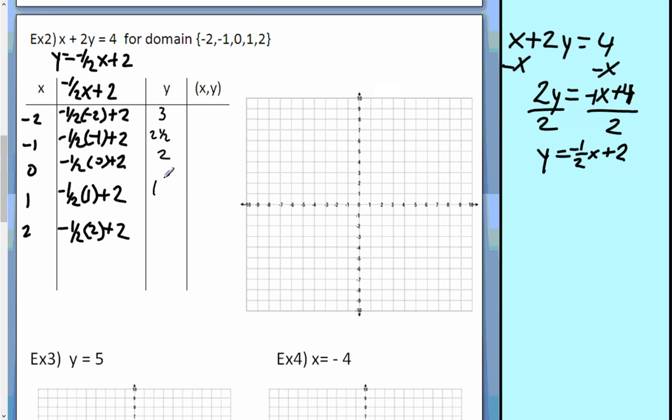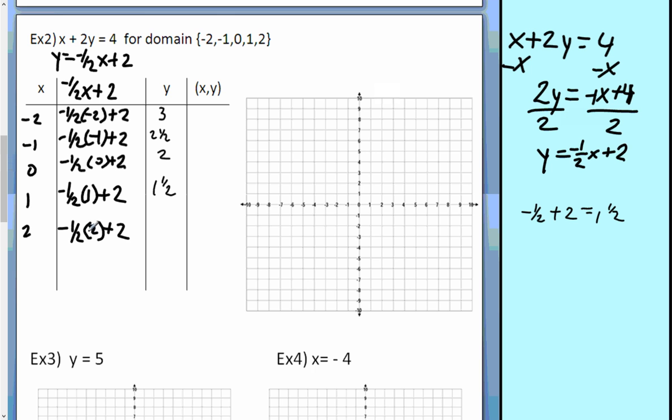If you need to on these, go ahead and go off to the side and just do the math. So if you need to do that, you're going to say negative 1 half times 1 is negative a half plus 2. Go off to the side and do the math. Well, you're going to subtract them, right? 2 minus a half is 1 and a half, and then figure out if it's positive or negative. You can do that. Go off to the side and do the math, because that's where the mistakes are going to happen. Do the last one.